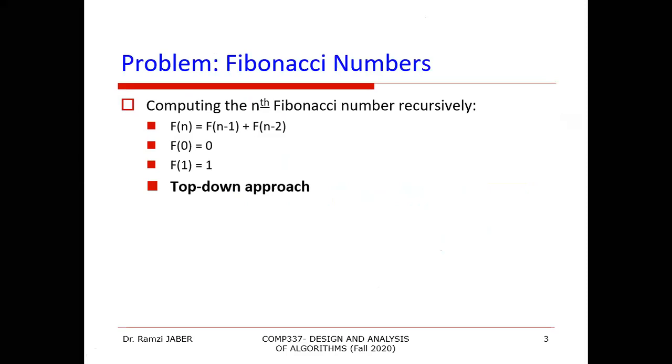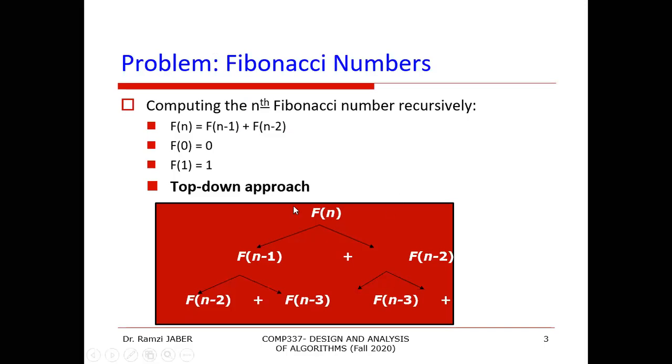So we solve this Fibonacci series or sequence or numbers from the top-down approach. Okay? If we solve it from the top-down approach, we get this. For fn equals fn minus 1 plus fn minus 2, and recursively fn minus 1 equals fn minus 2 plus fn minus 3. As you can see, fn minus 2 here and fn minus 2 here, fn minus 3 here and fn minus 3 here. So it always repeats the same subtree.